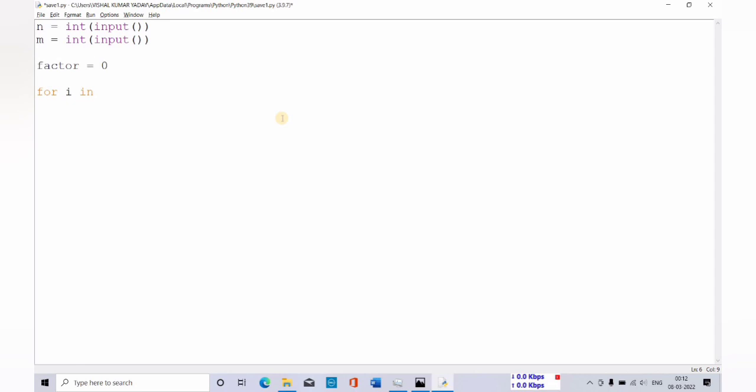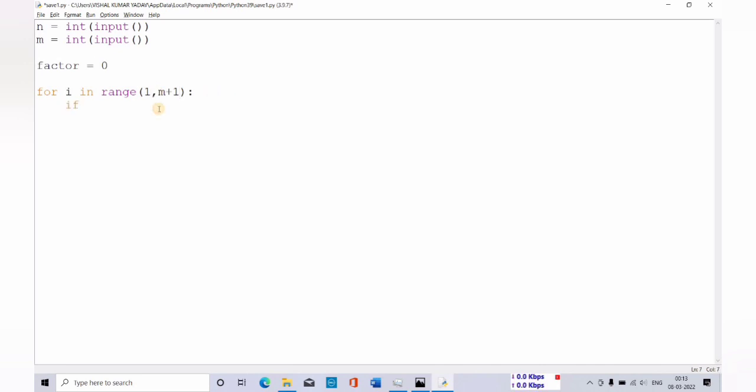So, for i in range starting from 1 to m plus 1, because we know that in Python, if I don't write m plus 1, then the value of i will be 1, 2, 3 and 4 if the value of m is 5. That's why I've written m plus 1 here, because I want the for loop to run from 1 to 5.